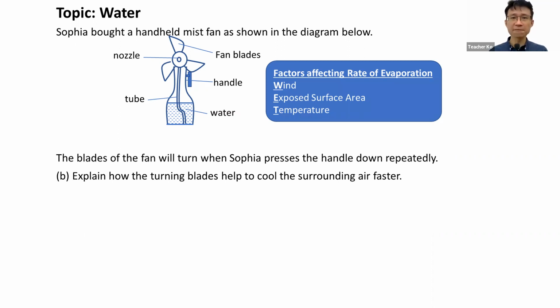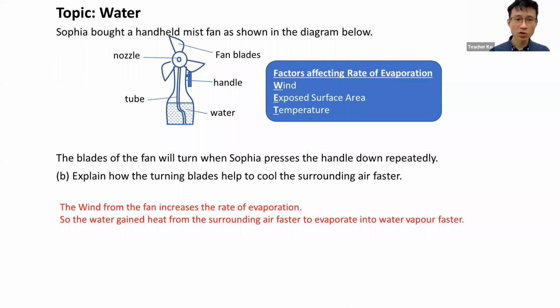So when you're turning the fan, it actually creates wind, and this wind can increase the rate of evaporation. So therefore, the water will gain heat faster and evaporate faster. So that's one reason. Let's put it down. The wind from a fan increases the rate of evaporation. So the water gains heat from the surrounding air faster and evaporates faster. So because it gains heat faster, the surrounding air will cool down faster.